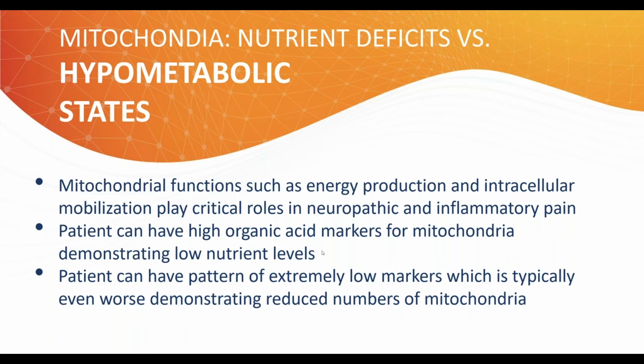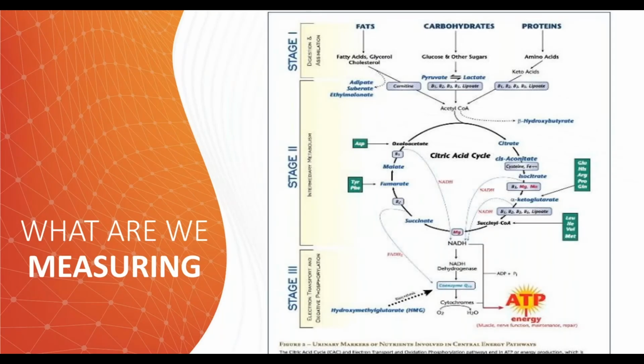You can have high organic acid markers for mitochondria. That means there are low nutrient levels. High organic acid markers for mitochondria equates to low CoQ10, low B vitamins, low magnesium. That we can understand. The next part is the complicated part. Patients can have a pattern of extremely low markers, which is typically even worse than the high markers, demonstrating a reduced number of mitochondria.